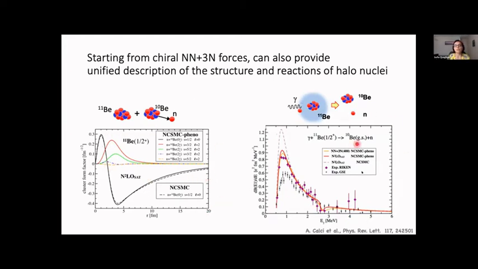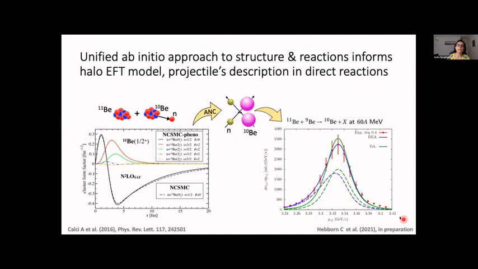And so after this tuning, we can go ahead and compute, for example, the photodisintegration cross section of beryllium-11, and these are our results. And you can see that we obtain agreement with the RIKEN results, while there is this discrepancy between RIKEN and GSI results. Our curves agree better with the RIKEN data. But perhaps more interestingly, as Chloe has already mentioned yesterday, one can use the asymptotic normalization coefficients obtained from an NCSM model to inform a halo EFT theory, and then the description of direct reactions of beryllium-11 on heavier nuclei.